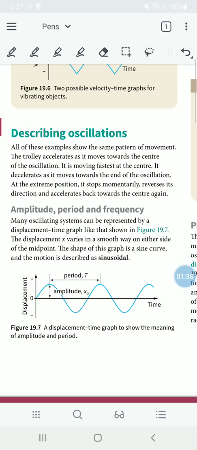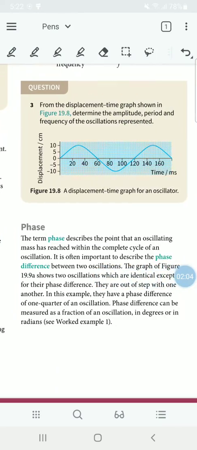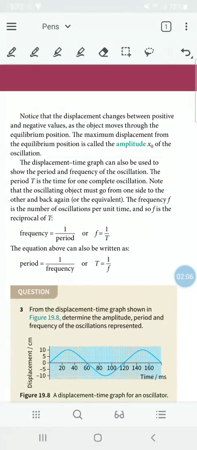So as a result, we describe this motion as sinusoidal movement. Sinusoidal movement is the motion of this graph. As you can see, the time it takes for one single oscillation is what we refer to as period T, and amplitude is the highest displacement. The same general principles would be applicable here.